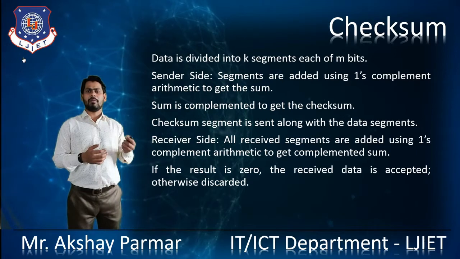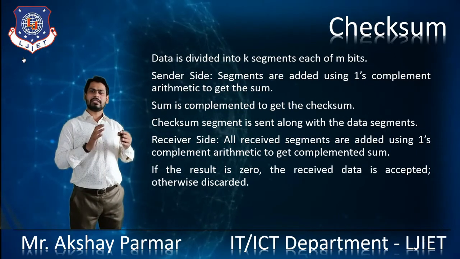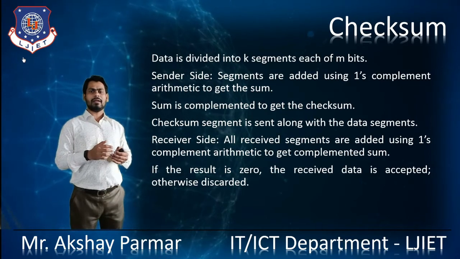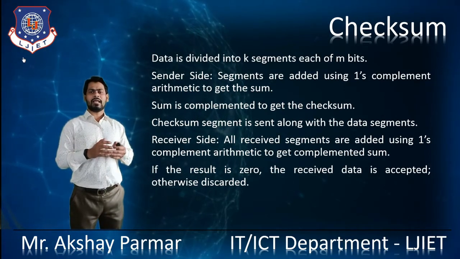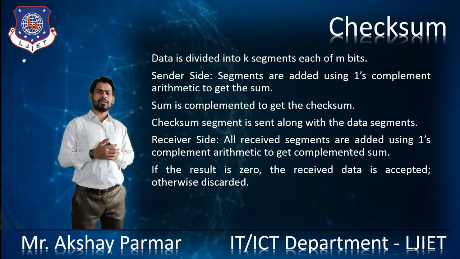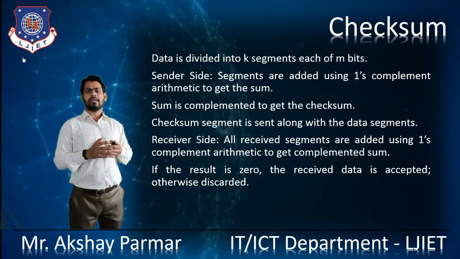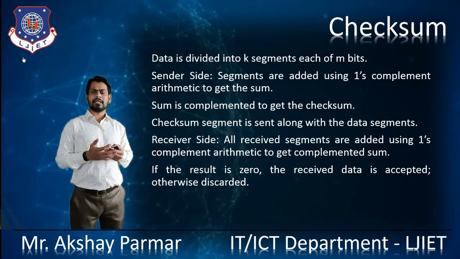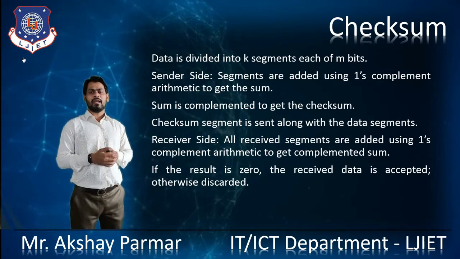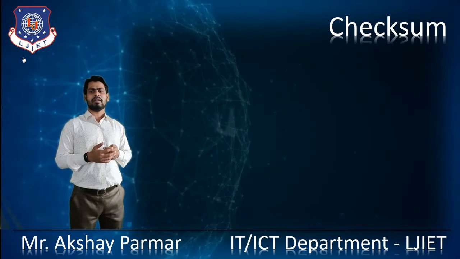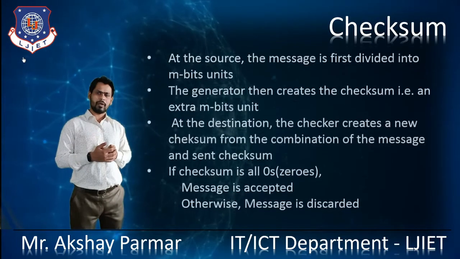After getting that complemented sum, if the result is 0, the received data is accepted. So we can say that there is no effect of error during the transmission. Otherwise it is discarded. If it is not 0, then we can say that an error happened, so we can simply discard it. That's how the checksum works.